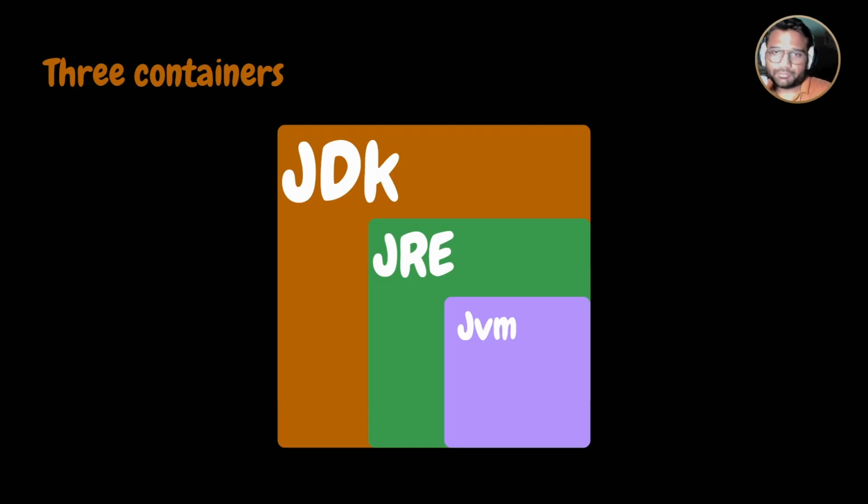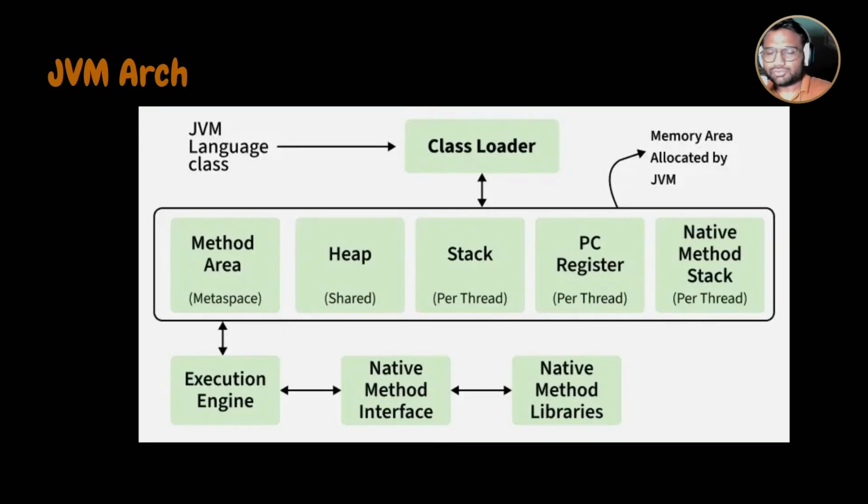Now I have a bonus section for you. The bonus section is the JVM architecture. This is how the JVM architecture looks. I want you to understand each component of the JVM architecture one by one. Talking about the method area, it is the place where all the instantiation or initialization that you do of the classes happens.